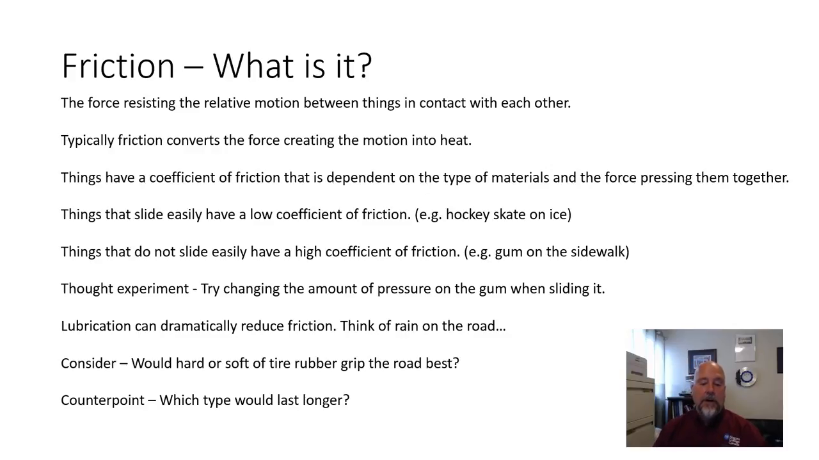Things that slide easily have a low coefficient of friction. So you can think of a hockey skate on ice. A little push and you just glide along for a long distance. Things that do not slide easily have a high coefficient of friction. So you can think, if you take a piece of gum and stick it on the sidewalk, if you push it into the sidewalk, you can't make that gum slide along. It's stuck there. That's a high coefficient of friction. As in that thought experiment, lubrication can dramatically reduce friction. You can think of that in the case of tires as rain or snow on the road. That rain or snow acts as a lubricant between the road and the tire, and that will dramatically change the amount of friction that the tire has on the road.